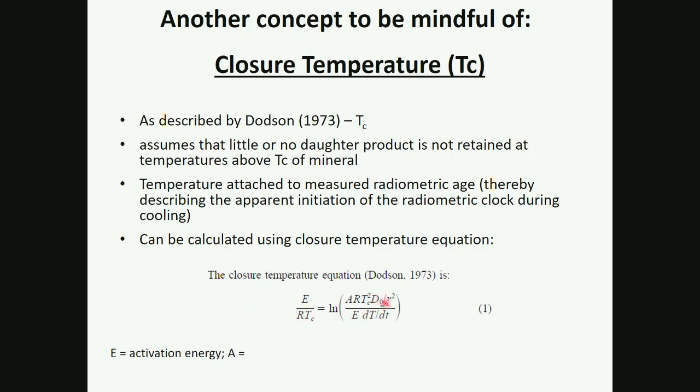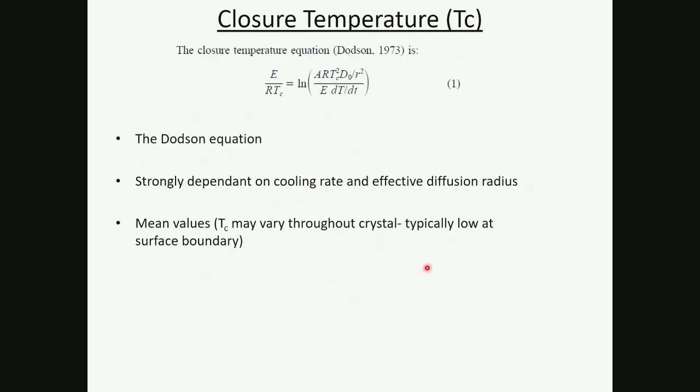D0 is the diffusion coefficient, R is the radius of the mineral, and dT over dt, capital T over small t, is the cooling rate. Some of these are constants, the activation energy and the gas constant, but some of them vary, such as the cooling rate and the radius. Two of the most important factors within this Dodson equation for closure temperature are the cooling rate, dT over dt, and the effective diffusion radius, R here, or R squared. Knowing the cooling rate and the effective diffusion radius, we can very accurately calculate the closure temperature.